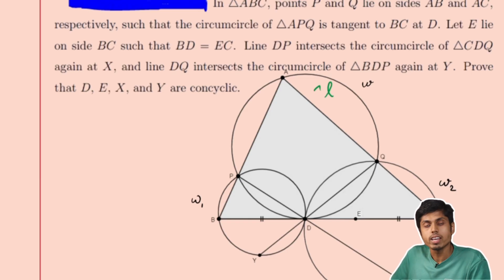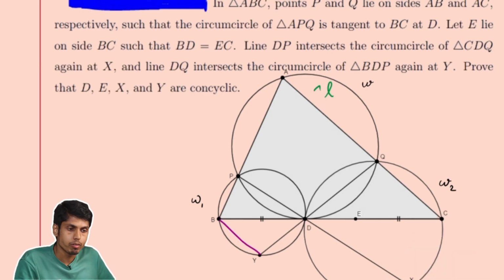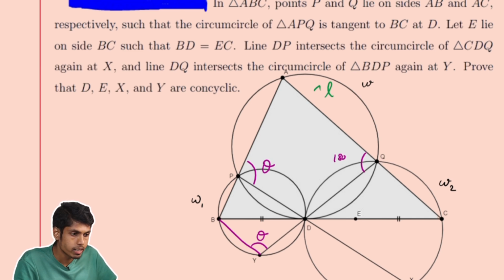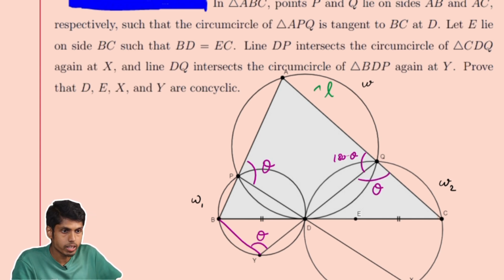Alright, having said that, we observe something nice. Since they are tangential at the point D, you can have a lot of angle chasing done here. For example, if you consider BYD as theta, then I know that BPD is 180 minus theta, as opposite angles are supplementary, and therefore the other angle would be theta. And since APDQ is cyclic, I get this opposite angle Q is 180 minus theta. So the angle on the other side would be theta.